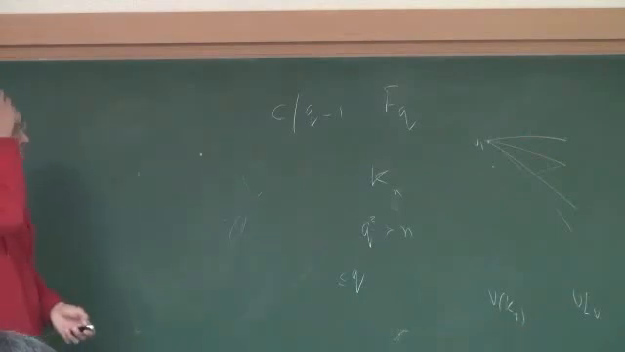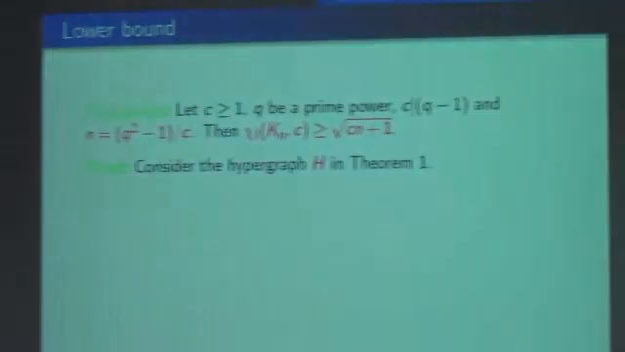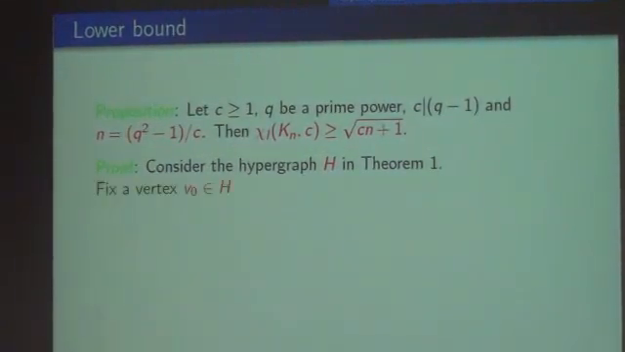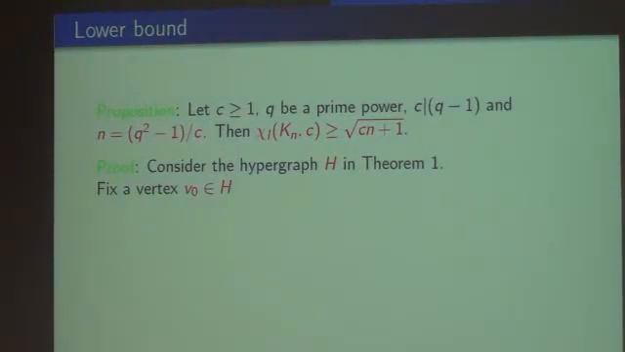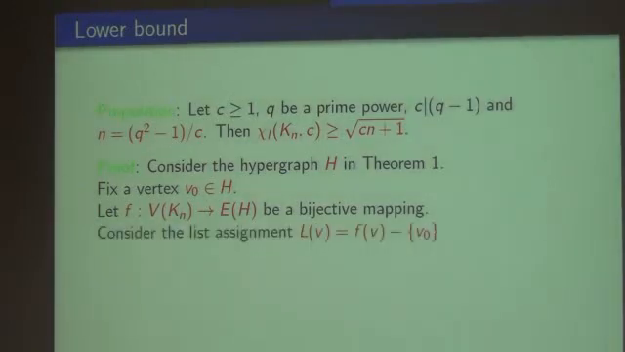From this construction we'll show that chi_L of K_n or C is at least square root of Cn plus 1. We take the hypergraph H that we got from the Faraday's construction. We fix a vertex V0 in that hypergraph, and let's assume that you take any bijective mapping from the vertices to the edges, which means that for every vertex you get an edge from the hypergraph that will act as the lists. You just take out V0 from the list.